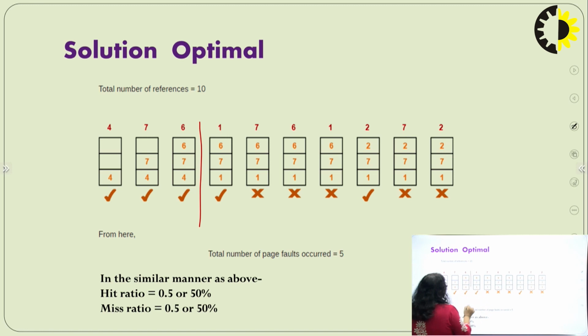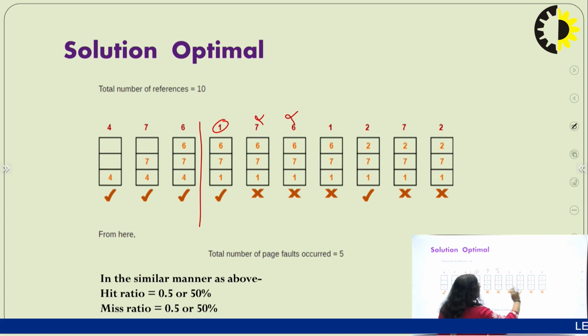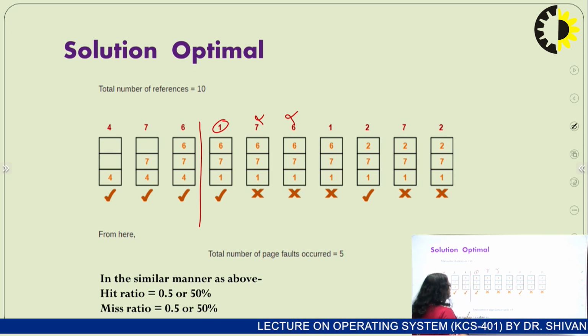So we put 4, 7, 6 in the same process as FIFO and LRU. Now we put 1, in which place? First we have to see the reference numbers. In the reference numbers, 7 is needed soon after 1, so it is not swapped, and 6 is also not swapped. So we have to swap the 4. There is no need for 4 in the future, so we replace 4 in this scenario. So we swap the 1 in for the 4.